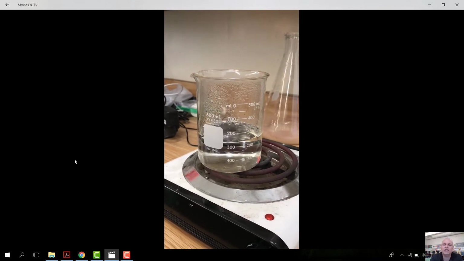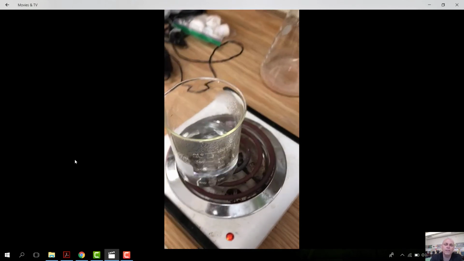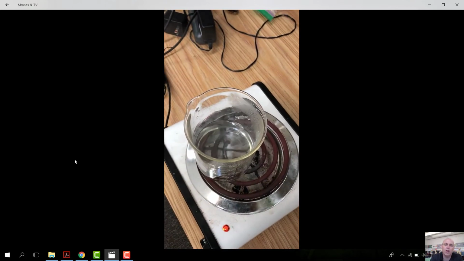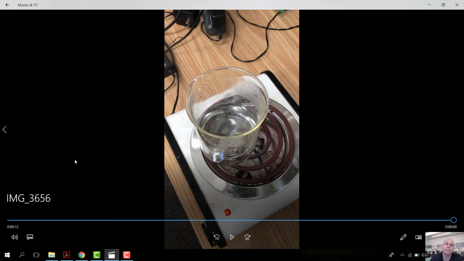And then I believe this is the last one. I've got a beaker full of water that's boiling. And is the boiling water a physical change to the water or a chemical change to the water?